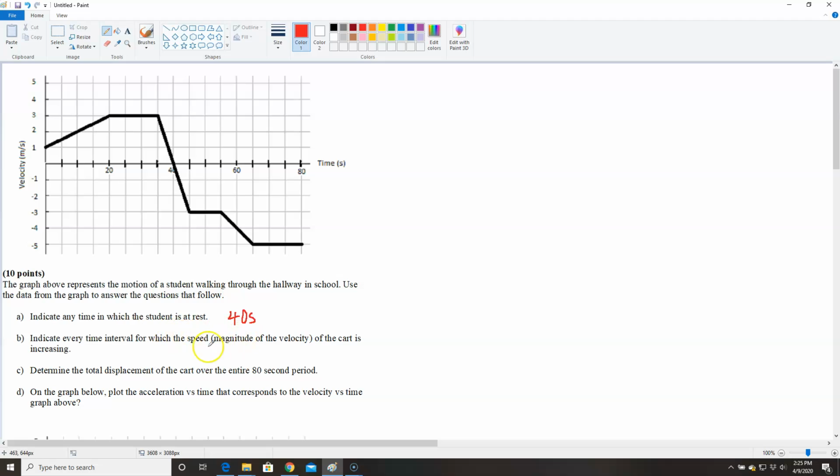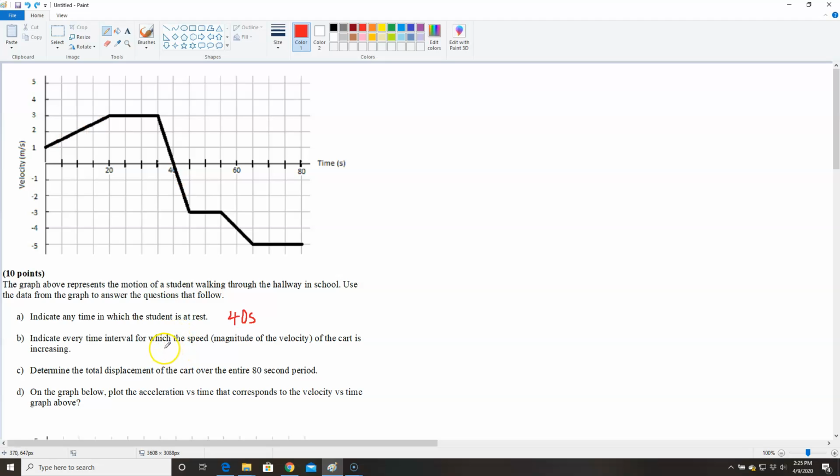Indicate every time interval for which the speed, magnitude of the velocity, is increasing. So this would be any time velocity is trending away from 0, which happens right here, from 0 to 20 seconds. At the 40-second mark, the velocity is 0. So for the next 5 seconds, that velocity is heading towards -3, which means it is speeding up. Then it continues to maintain the same velocity of -3, and then it speeds up to -5. In general, anytime you're trending away from the x-axis, you're speeding up. Anytime you're trending towards the x-axis, you're slowing down.